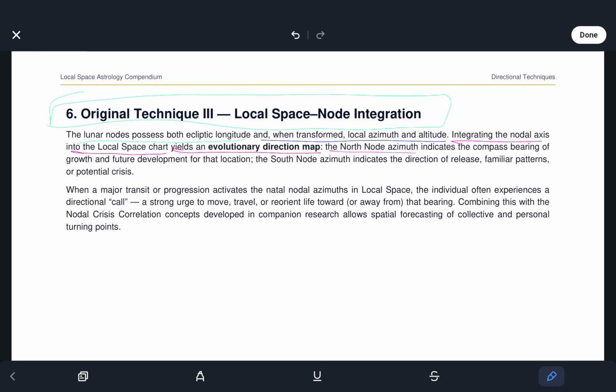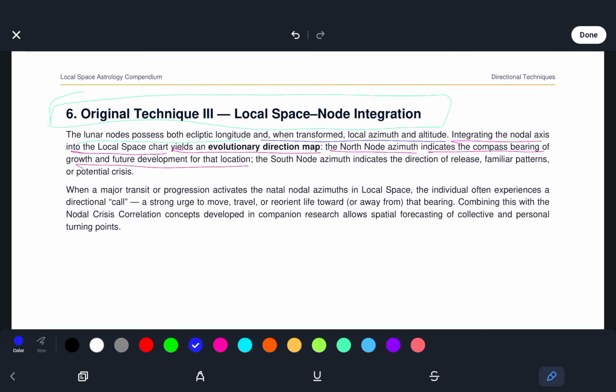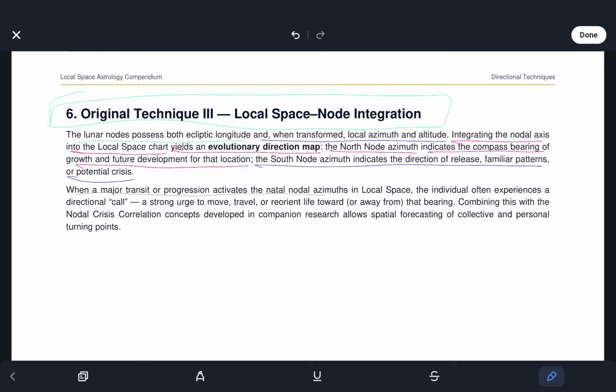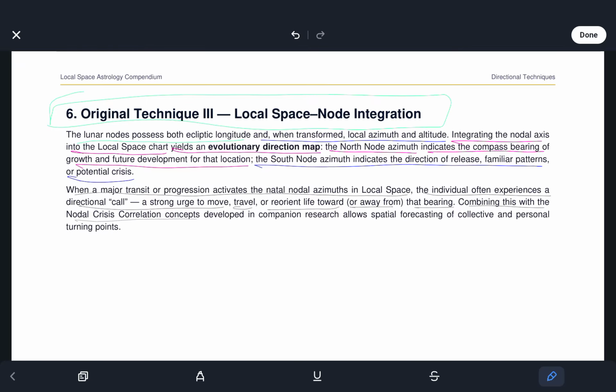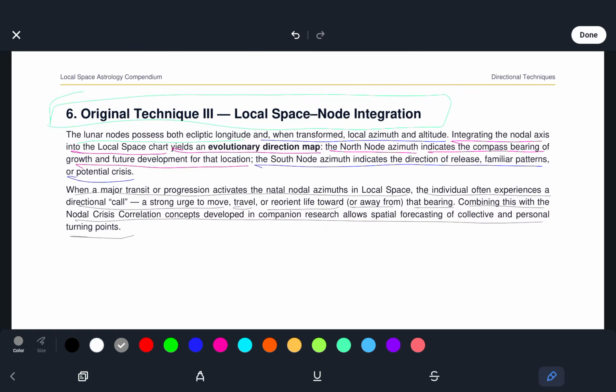The north node azimuth indicates the compass bearing of growth and future development for that location. The south node azimuth indicates the direction of release, familiar patterns, or potential crises. When a major transit or progression activates the natal node azimuths in local space, the individual often experiences a directional call, a strong urge to move, travel, or reorient life toward or away from that bearing. Combining this with the nodal crisis correlation concepts developed in companion research allows spatial forecasting of collective and personal turning points.